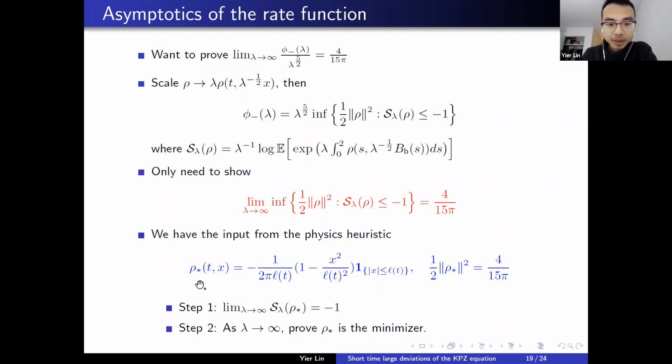The first thing is this rho star indeed satisfies the condition here. In particular, you want to show when lambda goes to infinity, this S lambda of rho star will be smaller or equal to -1. In particular, we'll show it to be equal to -1. The other thing, actually, is harder. You really need to argue that for any rho satisfying this condition, S lambda of rho smaller or equal to -1, the L2 norm of rho should be lower bounded by the L2 norm of rho star.